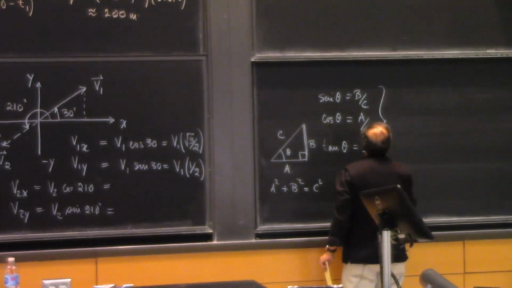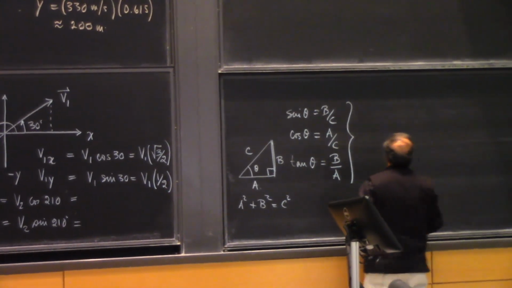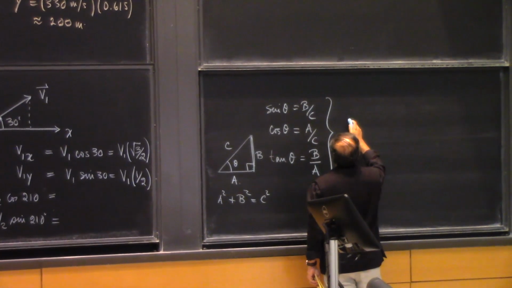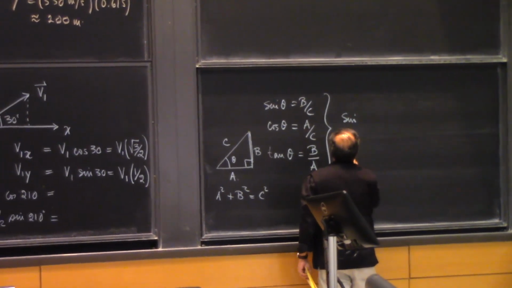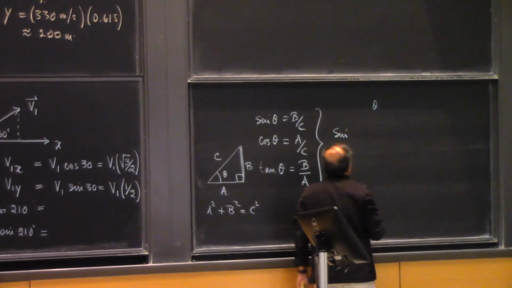Now, what you need to know besides that are the standard angles that we work with. So for example, let us say you need to know the sines and cosines of certain theta values, the simple ones.